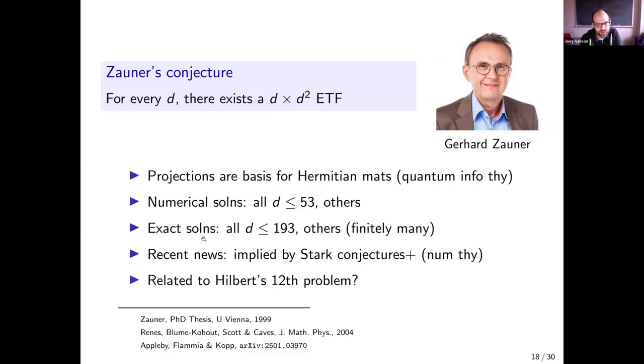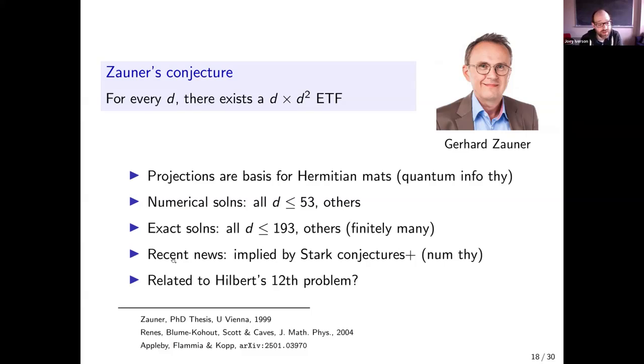And there are now exact solutions for all d up to, oh, this can't be right. I think I have these switched. Of course, I would have more numerical than exact. Yes, for sure, these are swapped. Numerical up to 193, exact up to 53, plus some others, but only finitely many are known.